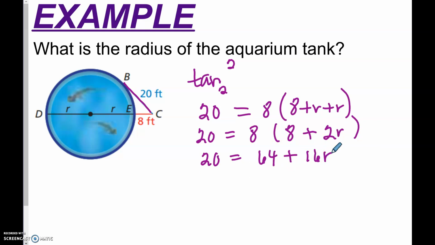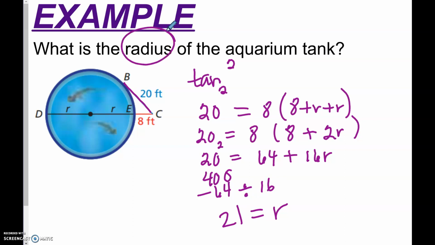Oh, no, not 20, 20 squared. So now I'm going to have 400, and I'm going to subtract that 64 from that. So 400 minus 64, and then I'm going to divide that by 16, and I think I end up with R to be 21. So you're going to subtract your 64, and then you're going to divide by 16, and I believe R is 21, and they wanted the radius, so we're good.